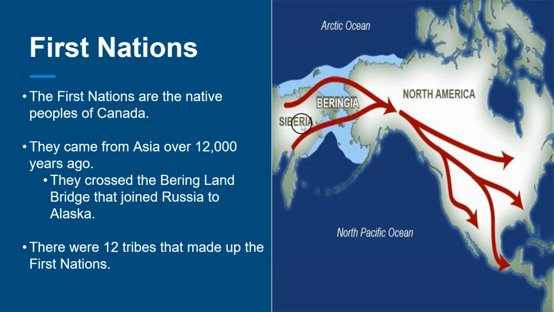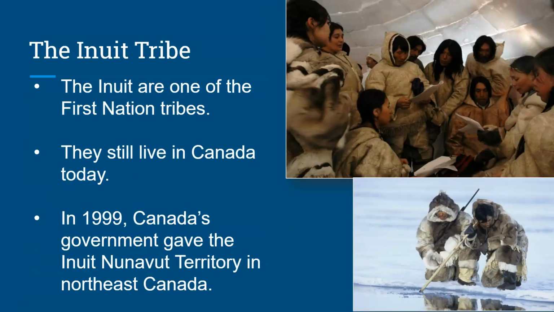That is no longer there, but the migration flowed from Siberia through Beringia into North America and eventually down into the modern day United States and Latin America. And there were 12 tribes that made up the First Nations, and it is said that this is how the peopling of the rest of the continent actually happened as well. And one of these tribes, the Inuit, still live in Canada today. And as late as 1999, Canada's government actually gave the Inuit territory to them that we know it today. That is the region of Northeast Canada.